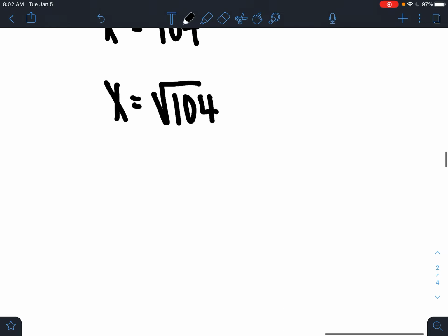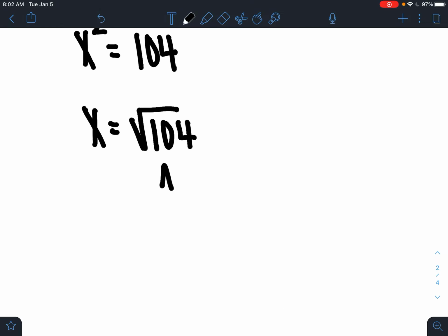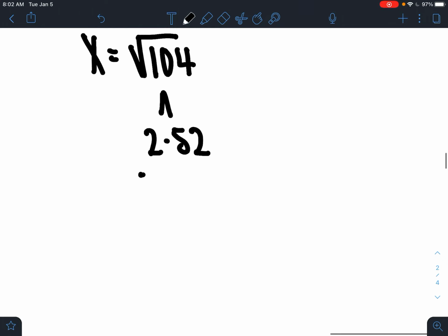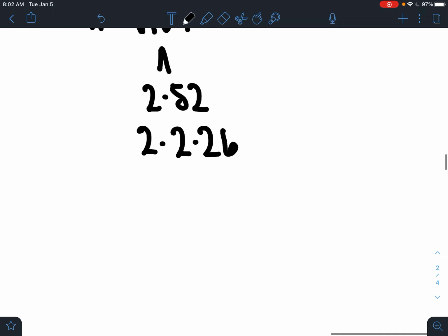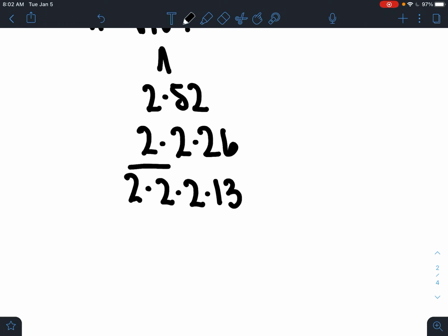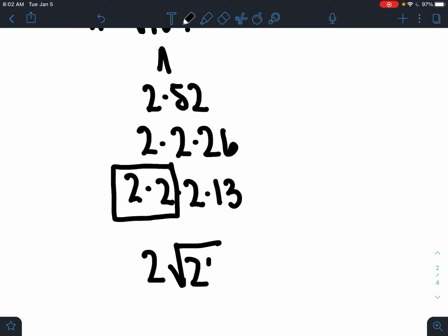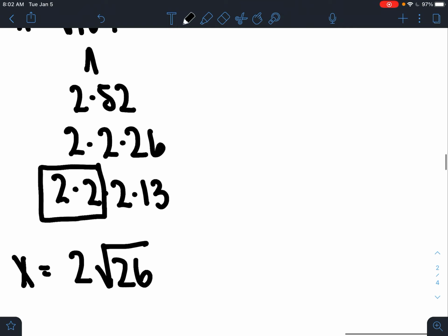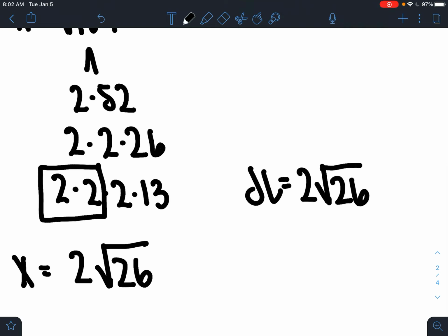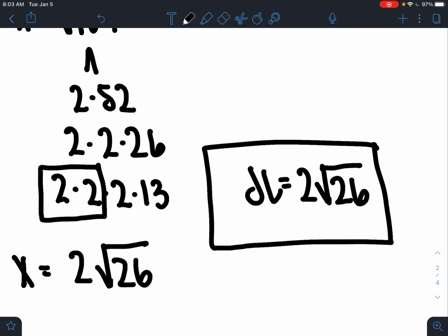Now, we should keep simplifying that, all right? So 104 breaks down into 2 times 52. All right, 52 breaks down into 2 times 26. And 26 breaks down into 2 times 13. And so looking for my doubles, all right, I have 2 square roots of 26 as my final answer. So JL is equal to 2 times the square root of 26.